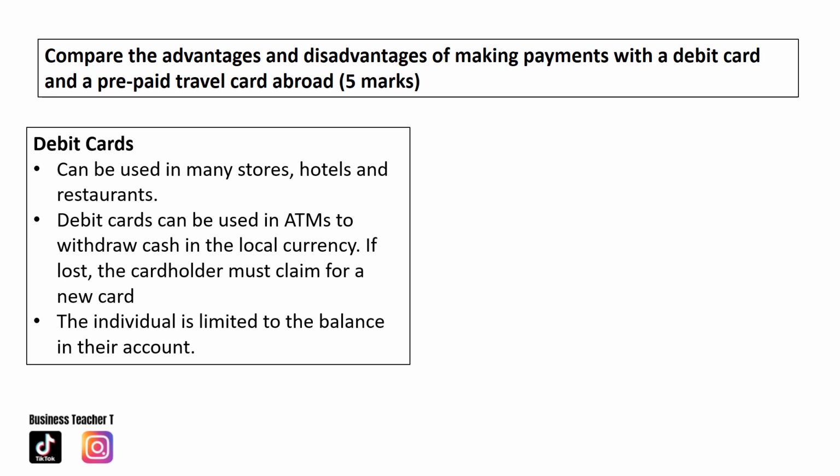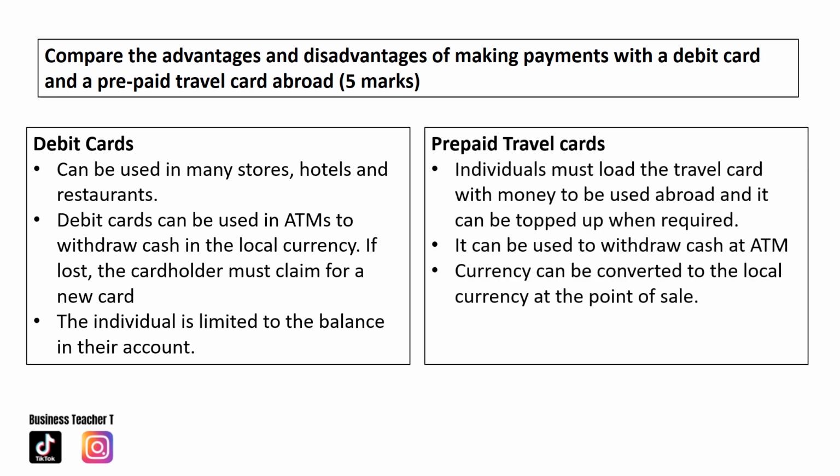Debit cards can be used in many stores, hotels and restaurants. Debit cards can be used in ATMs to withdraw cash in the local currency. If lost, the card holder must claim for a new card. The individual is limited to the balance in their account. For prepaid travel cards, individuals must load the travel card with money to be used abroad, and it can be topped up when required. It can be used to withdraw cash at an ATM. Currency can be converted to the local currency at the point of sale.